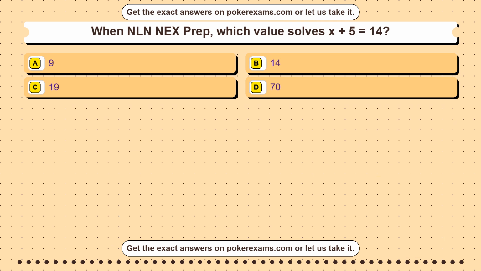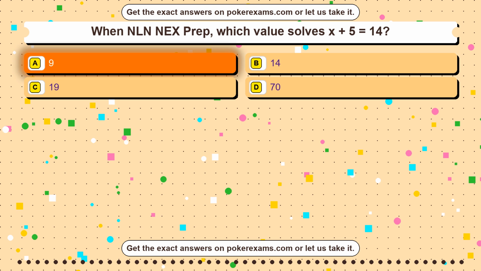Question 49. When NLN NEX Prep, which value solves x plus 5 equals 14? Option A, 9. Option B, 14. Option C, 19. Option D, 70. The correct answer is option A, 9.